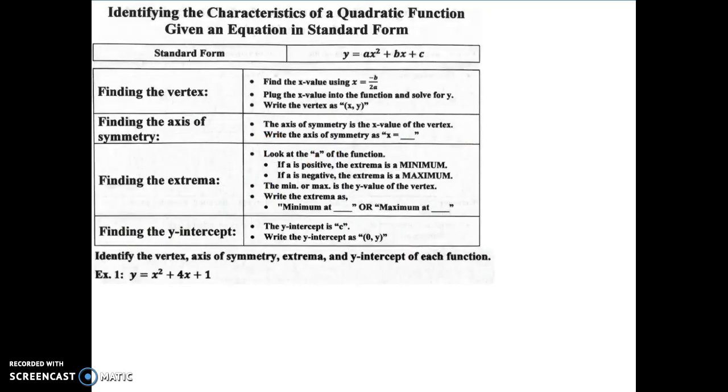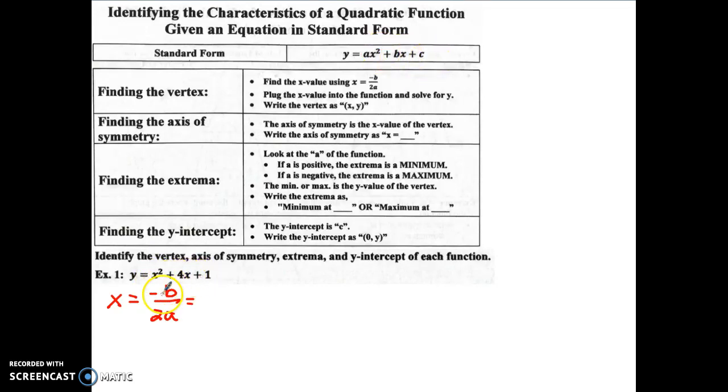All right, now we're going to move on to identifying the characteristics of the quadratic when we're given an equation in standard form. So on your note sheet, you can see that I've pretty much given you instructions on how to find each of the characteristics that we're going to be looking at. So let's go ahead and begin with our vertex. So to find the x value, you're going to use the equation x equals -b/2a. Okay? So when we're looking at a quadratic in standard form, this coefficient is a, this coefficient is b, and this constant is c.